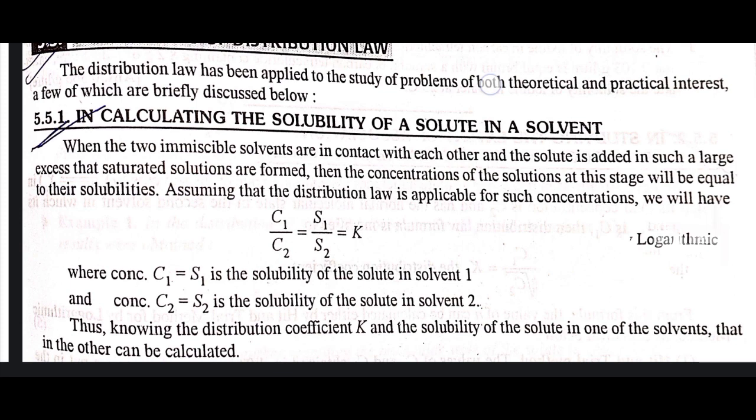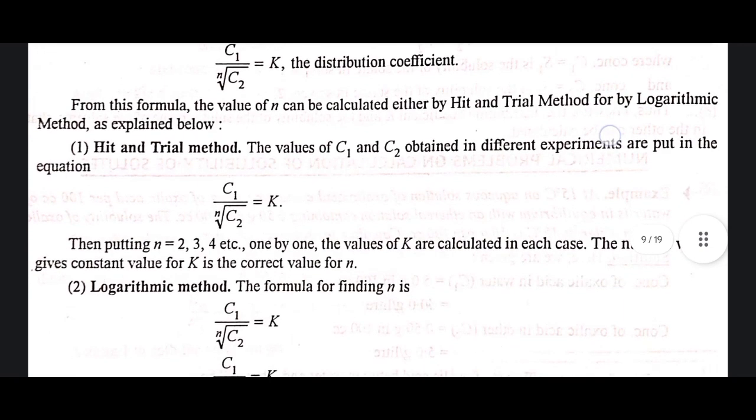In studying the extent of association or dissociation of the solute in a solvent, we have already seen that when a solute undergoes association in one of the solvents in which its total concentration is C2 and has the normal molecular state in the second solvent in which its concentration is C1, then the distribution law formula is modified to C1 upon nth root of C2 is equal to K, the distribution coefficient. From this formula, the value of n can be calculated either by hit and trial method or by logarithmic method as explained below.